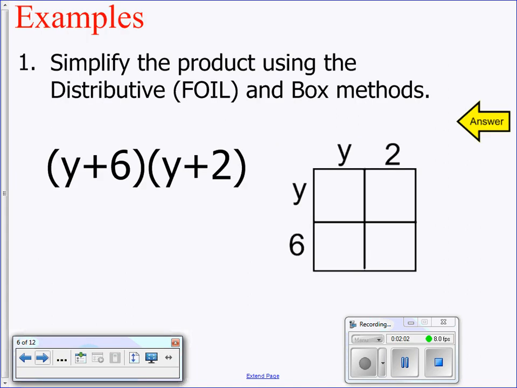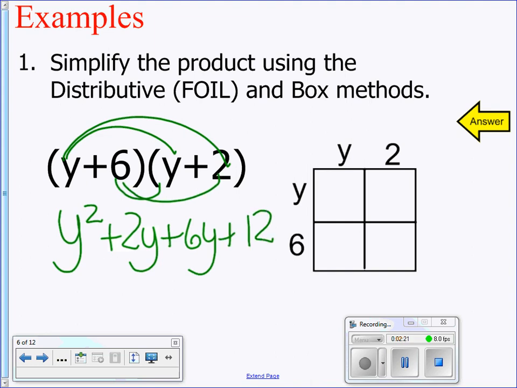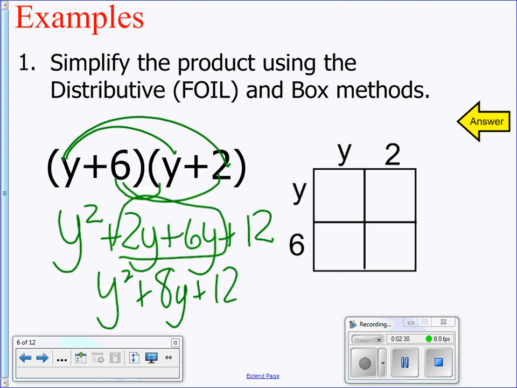So let's try it both ways. We're going to use our FOIL and box. So y times y is y squared. y times 2 is 2y. 6 times y is 6y. And 6 times 2 is 12. Combine like terms, and I get y squared plus 8y plus 12. Over here, y times y is y squared. 6 times y is 6y. y times 2 is 2y, and 6 times 2 is 12. Combine like terms.